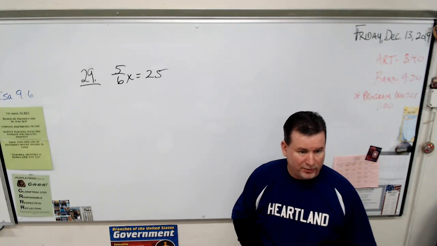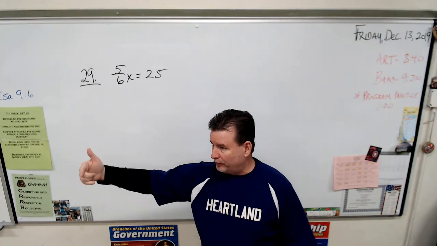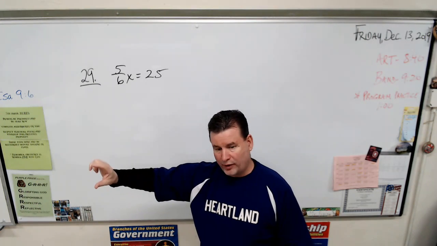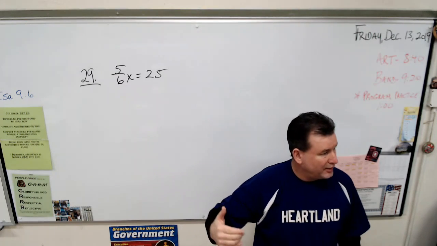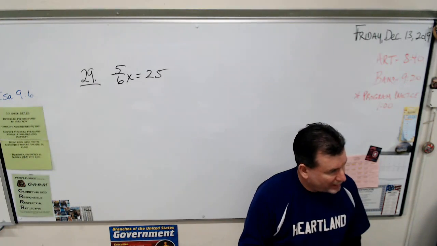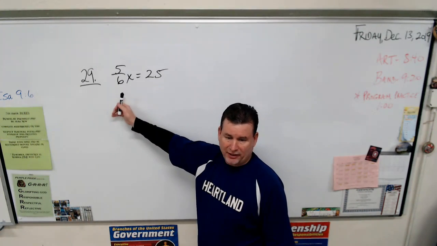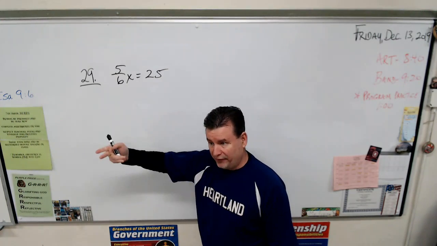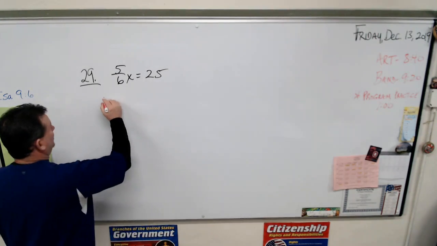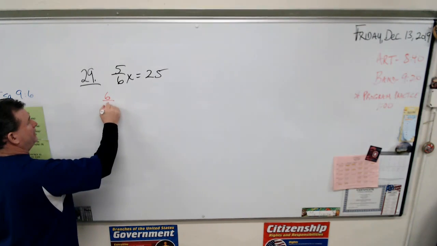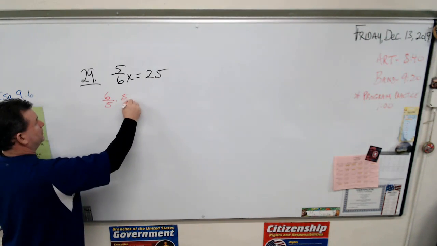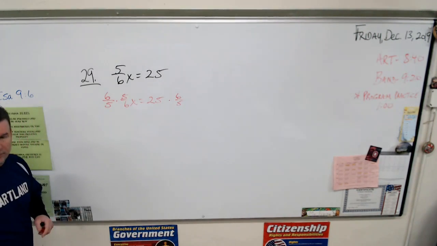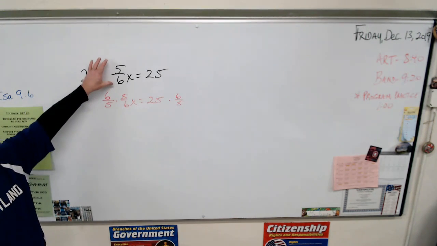We understand, because of that first question in the review, that reciprocals are two fractions multiplied together that give us a product of 1. Well, why is that important? Because if we divide by 5/6, we're actually multiplying by 6/5. So here's how that works. I'm going to multiply both sides by 6/5.